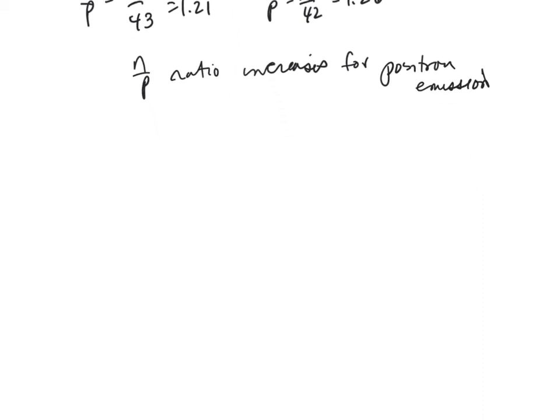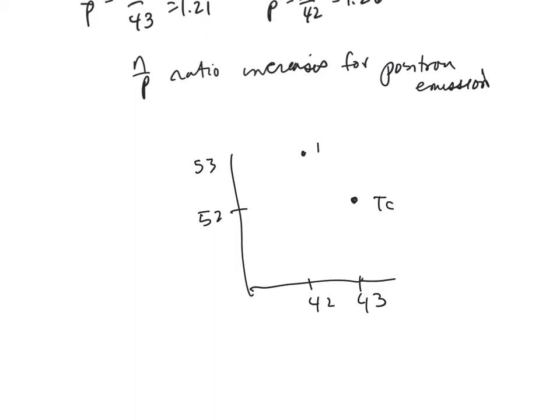And this one, let's use 42 and 43, 52 and 53. So it starts out with 52, 43 right here. This is technetium. And then it goes to molybdenum, which is 42, 53. So this is a move up and then over to the left. And if you check it out, this isotope should be either on the valley of stability or closer to it.